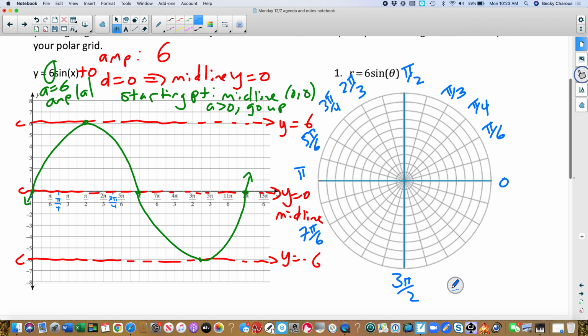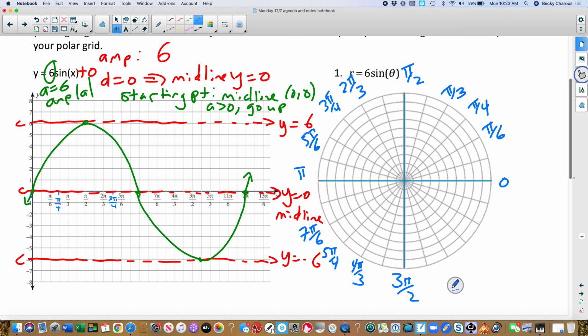So 2 more lines over is going to be 7 pi over 6. They're kind of little clusters of 3 that go together. 7 pi over 6. This guy's going to be 5 pi over 4. And then 4 pi over 3. And then 3 pi over 2. And I'll do the last little cluster of 3. Everybody with me? Okay.